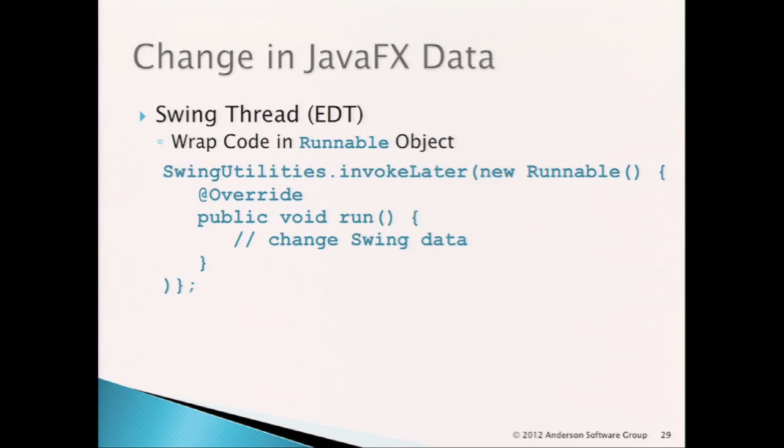This first one's the simplest one, because a lot of you are familiar with it. This is the basic idea behind updating Swing data with the EDT, and this is what you would do if a change in JavaFX data required you to update something on the Swing side. You wrap your code in a runnable object, call SwingUtilities.invokeLater, and then override the run method, and inside the run method is where you would change your Swing data. That ensures it is done on the EDT. A lot of you are familiar with that because SwingUtilities.invokeLater is well known to Swing developers.